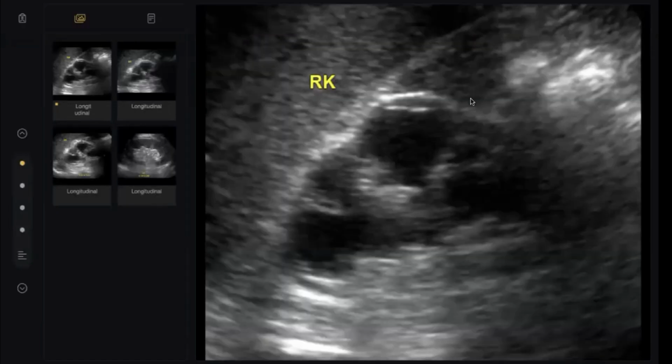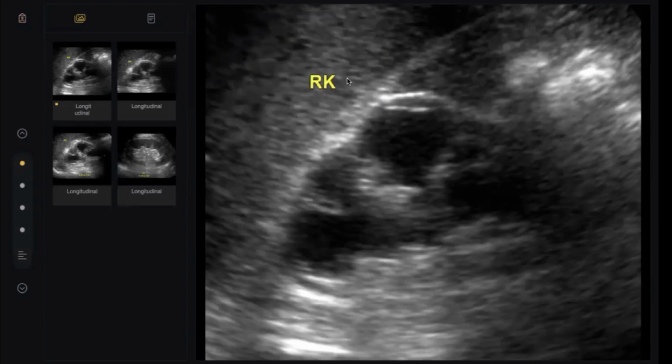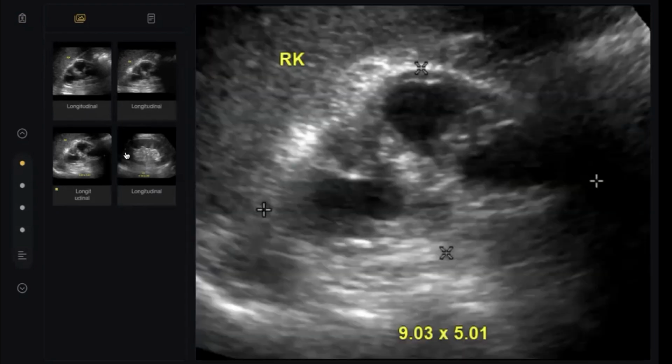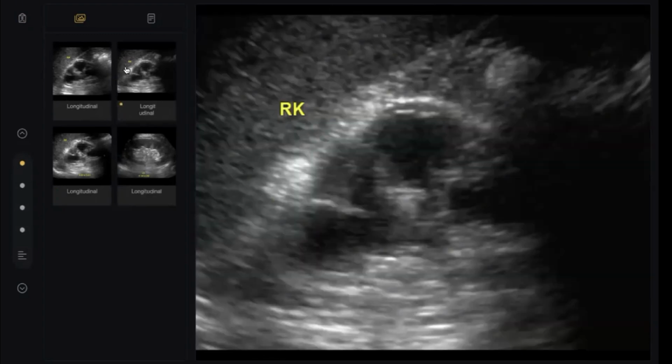Next candidate. Assalamualaikum, sir. This is a 65-year-old male patient with hematuria. Sir, I am provided with ultrasound images in which I can appreciate that on the right side there is a severe hydronephrosis in the right kidney, which appears atrophic, small, with cortical thinning. I don't appreciate any obstructing calculi, but there is severe hydronephrosis with cortical thinning and atrophy with reduction in size of the right kidney.